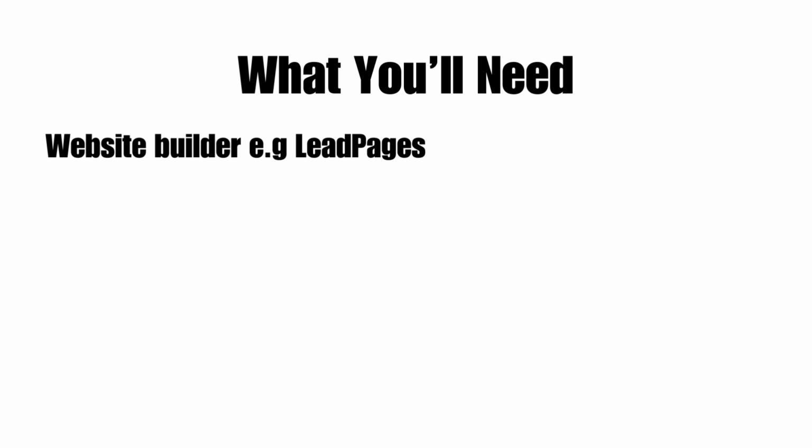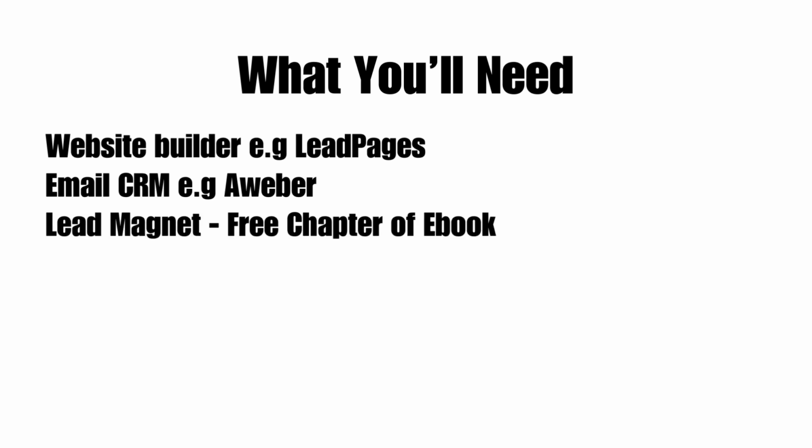You also need an email CRM, which is what you'll use to write out your emails and send them to your email subscribers. So those are those who opt in. Of course, if you are not new to my channel and you've been around for a long time, you know that I use Aweber. You'll also need your lead magnet, which is the thing you're giving away for free. In this example, we're going to use the first chapter of the ebook. So you need to create that as a separate book to your main book. You also need the main ebook, which is what you will sell.